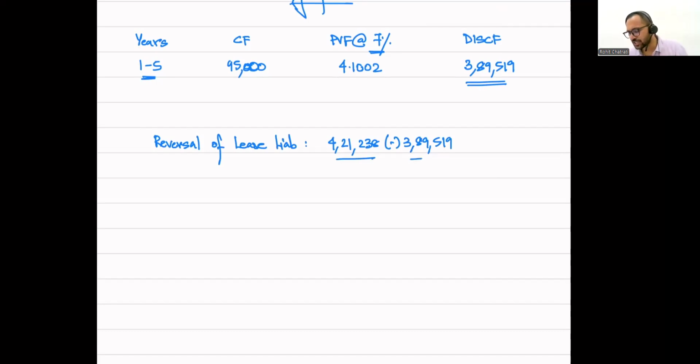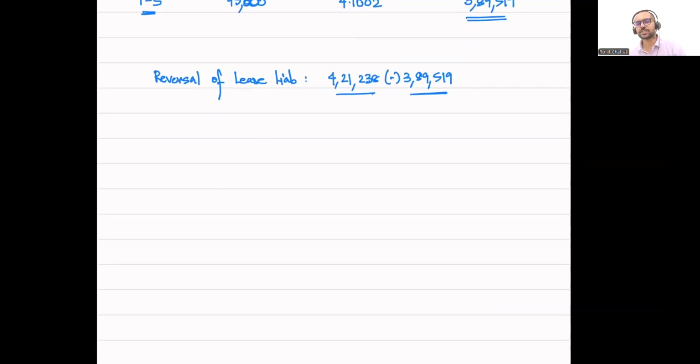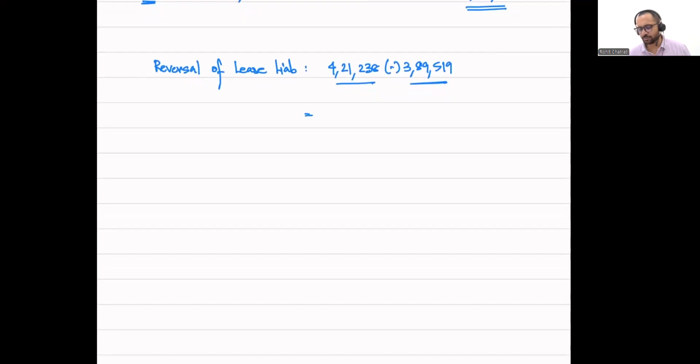But because of the change in contract, because of the modification, the lease liability that should exist is 3,89,000, which means there should be a reversal of lease liability in the books of accounts to the tune of 421,238 less 389,519, which is equal to 31,719. So the reversal of lease liability should be 31,719.